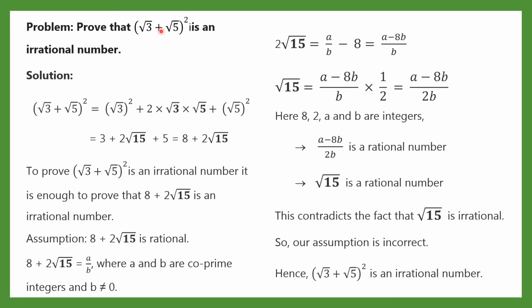Okay, to prove the irrationality of root 3 plus root 5 whole square, we simplified the expression. After simplification, we got 8 plus 2 root 15. To prove this root 3 plus root 5 whole square is irrational, we proved 8 plus 2 root 15 as irrational. That's enough, because both are equal. We can have one more line here: 8 plus 2 root 15 is irrational, so root 3 plus root 5 whole square is irrational.